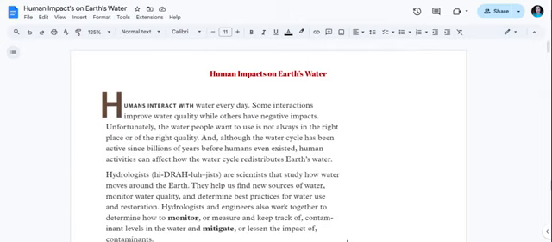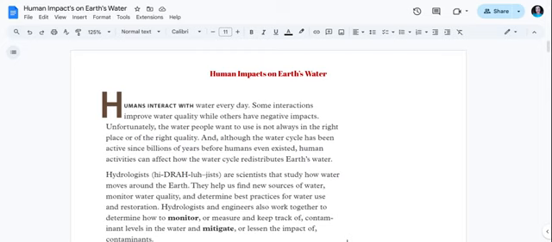The title of this text is Human Impacts on Earth's Water. Humans interact with water every day. Some interactions improve water quality while others have negative impacts. Unfortunately, the water people want to use is not always in the right place or of the right quality. And although the water cycle has been active since billions of years before humans even existed, human activities can affect how the water cycle redistributes Earth's water.